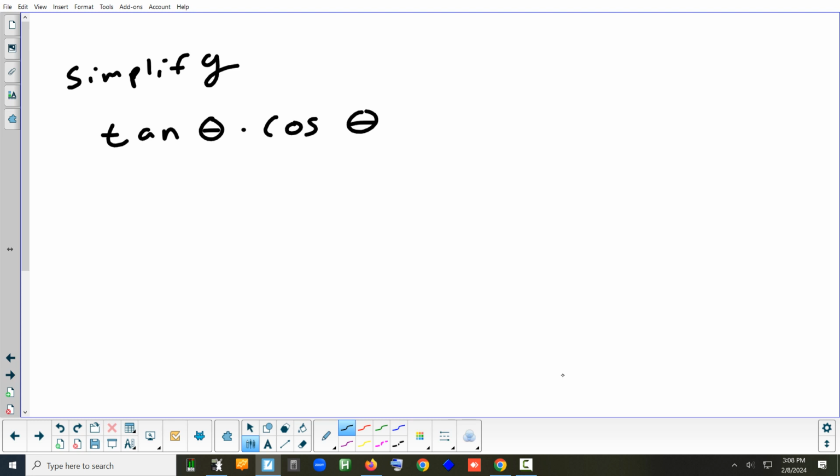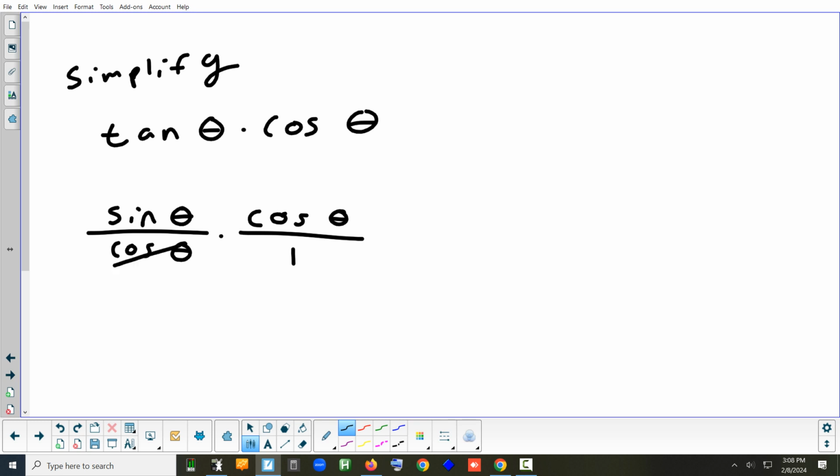Yeah, change tangent to sine over cosine. And since we made that a fraction, might as well make cosine a fraction. And what's going to happen when you multiply those together? What will cancel? The cosines. And what are you left with? Sine. So the tangent of an angle times the cosine of the angle is the same as just taking the sine of the angle. That's it. Any question on that one?